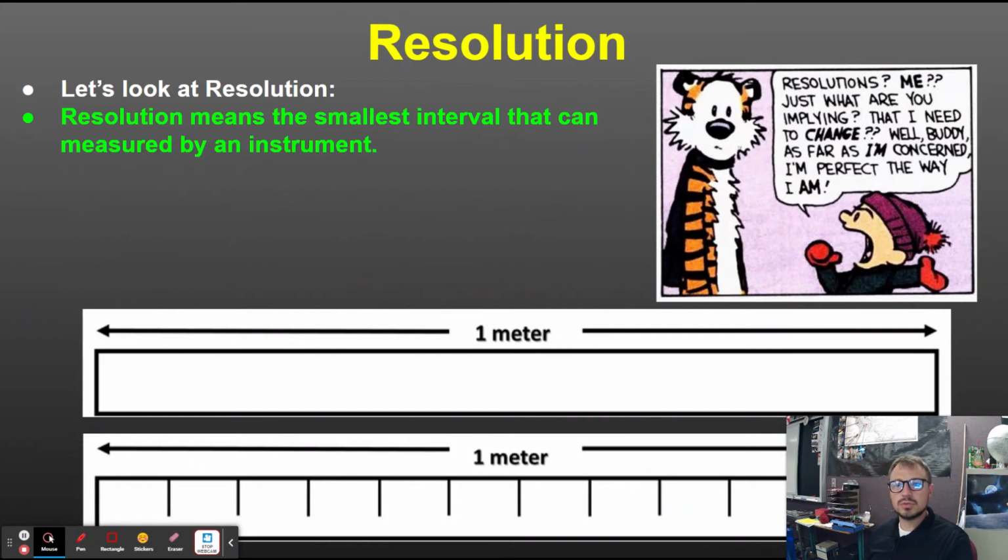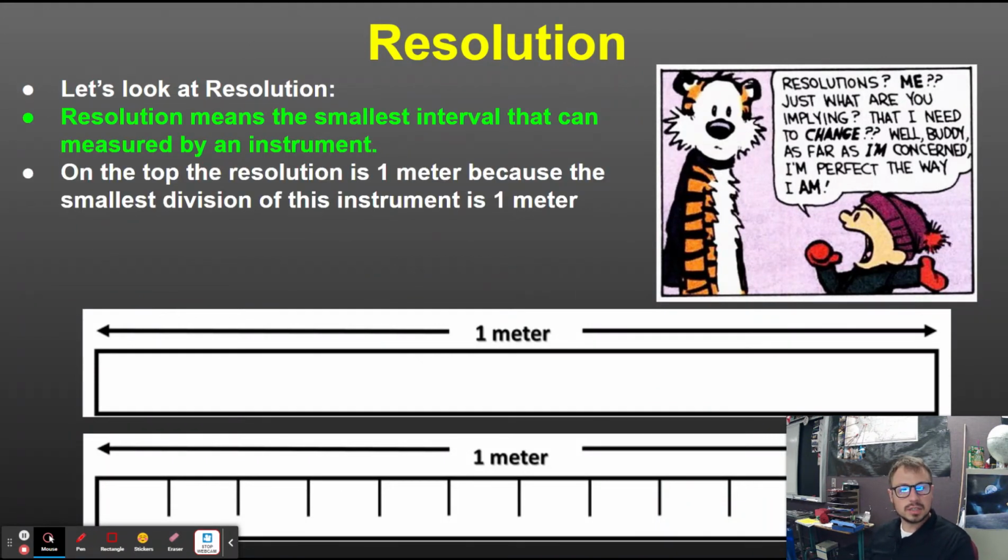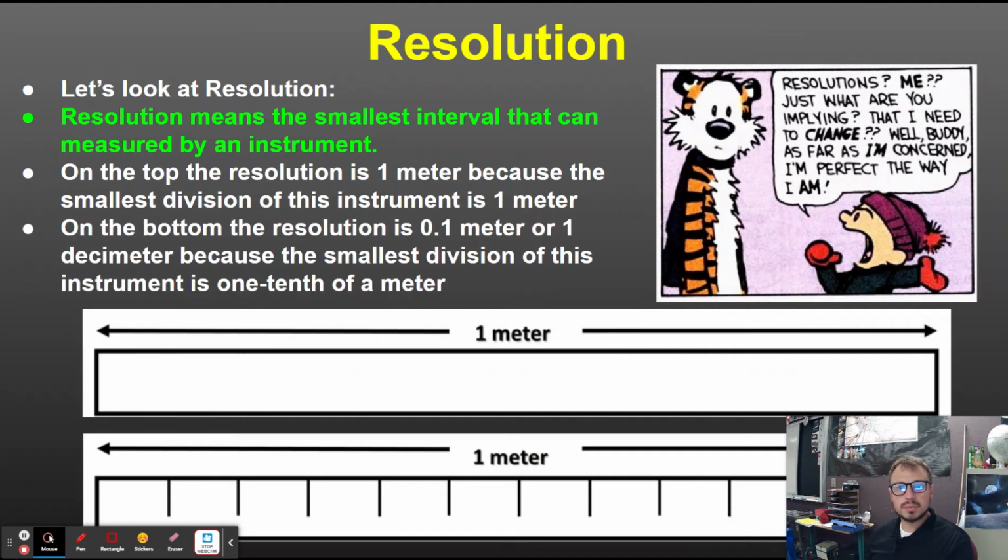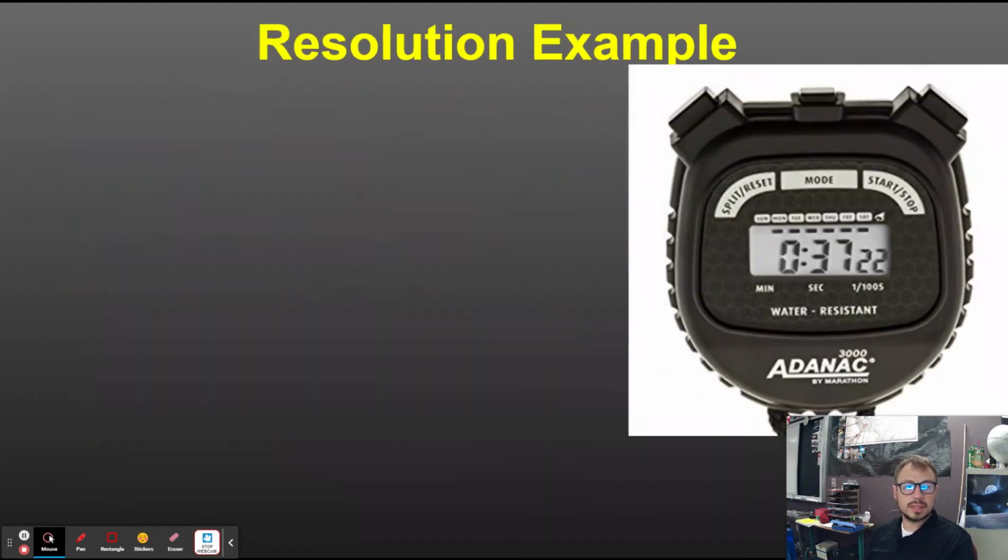All right, so that brings us to resolution, and that means the smallest interval that can be measured by an instrument. So if you look at the top, that's just a meter stick, and it doesn't have any marks. The smallest division would be 1 meter. Now on the bottom, it's divided into 10 parts. So that means the resolution would be 0.1 meters. That's the smallest that this instrument is divided by.